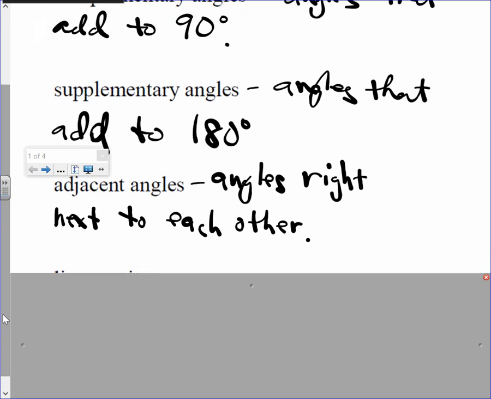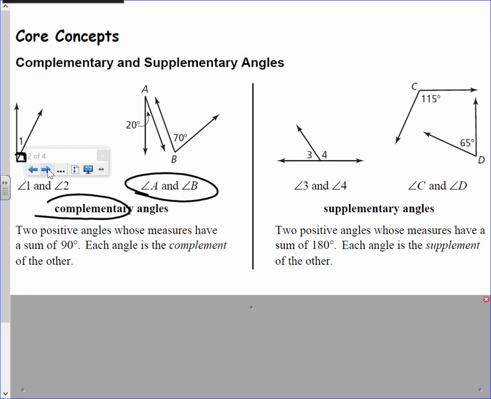Supplementary angles. Go to the bottom of your paper. Look at the supplementary. 3 and 4 are supplementary. Look, they're right next to each other. And look, they add up to be 180. Look, it's half a circle. If you add them up, it's 180 degrees. Hence, they're supplementary.